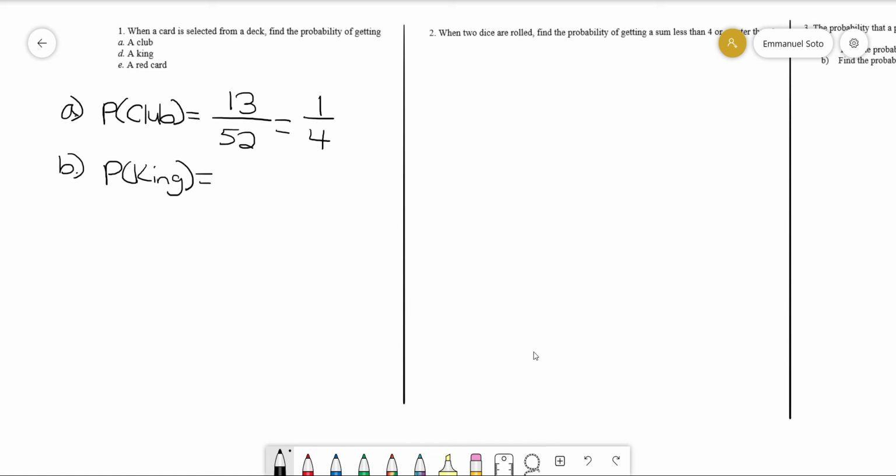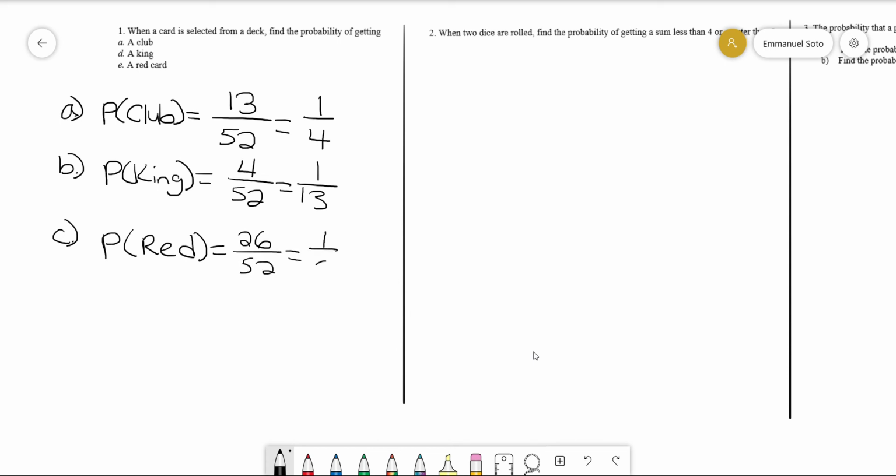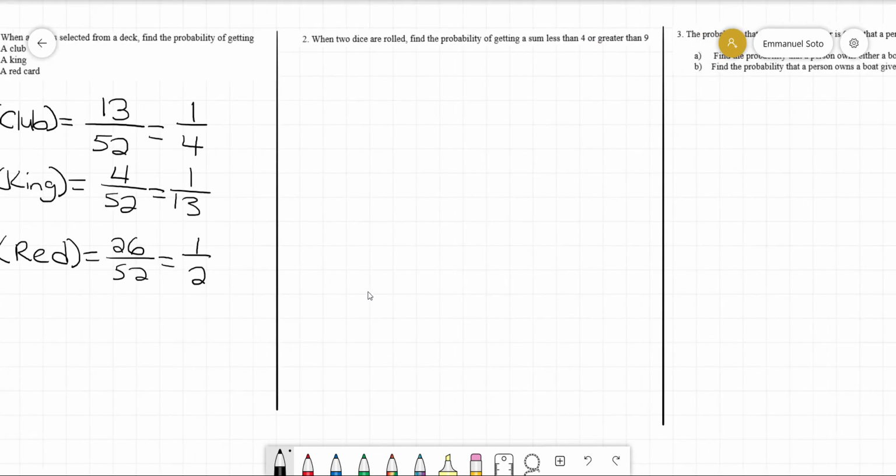So there are 4 kings, 1 from each suit. Okay, so club, hearts, diamonds, spades. So we got 4 out of 52, which reduces to 1 out of 13. So for red card, we want the probability of red. There are only 2 colors, and there are 26 of each color. So 26 out of 52 cards, which is 1/2. Now let's look at number 2.